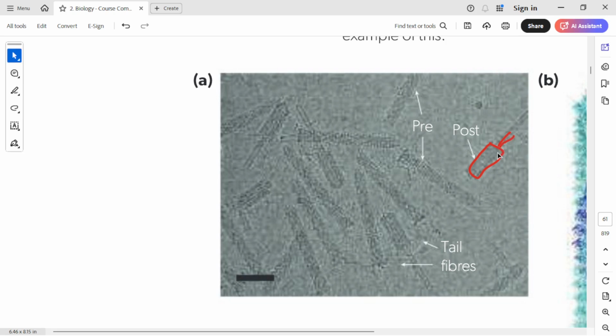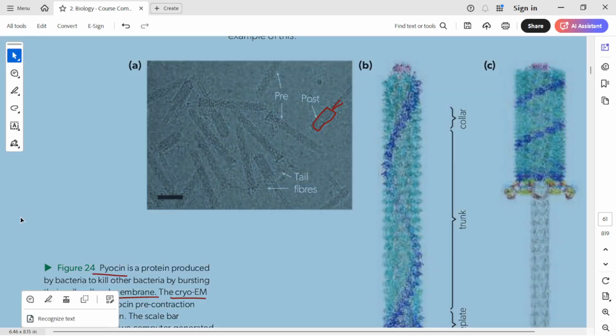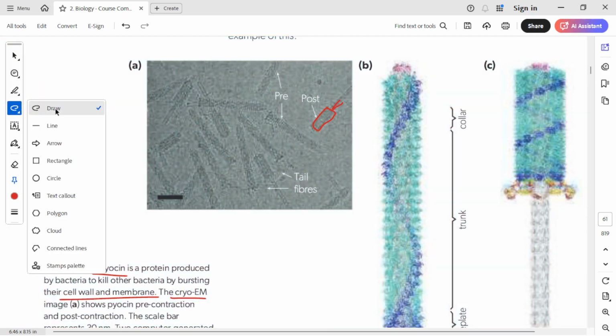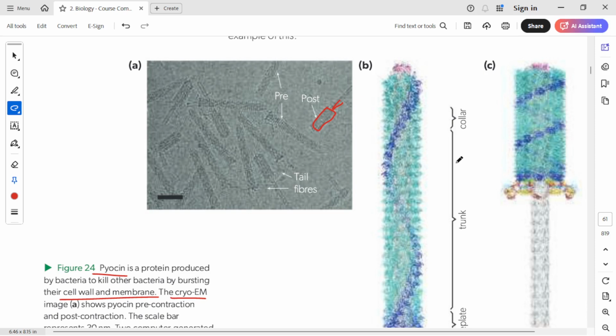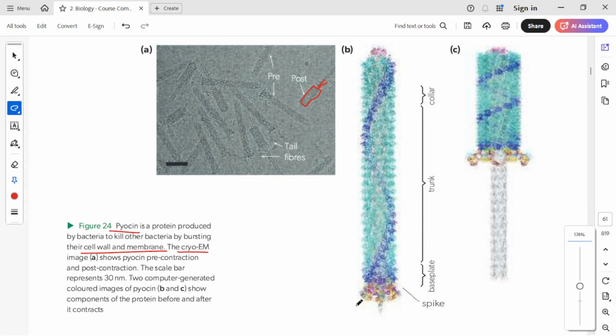So let's see the elaborate structure of this. If we see the particular structure, here we can see this is the whole protein. It has a small base plate, a trunk and a collar. This inner part is the trunk actually. Here it gets contracted.